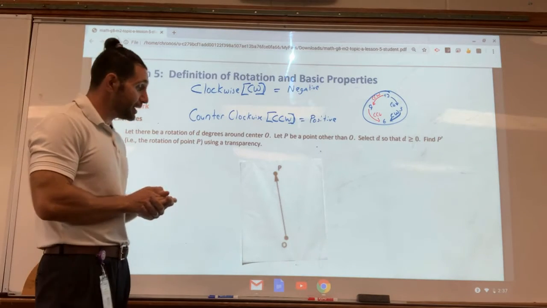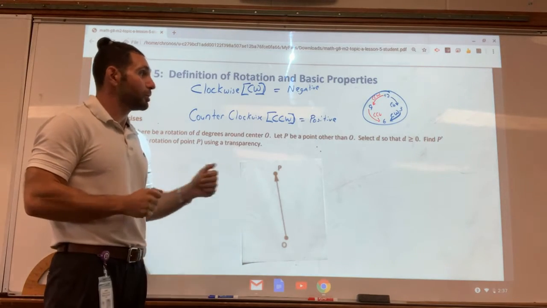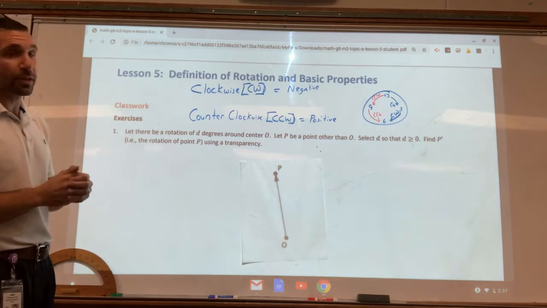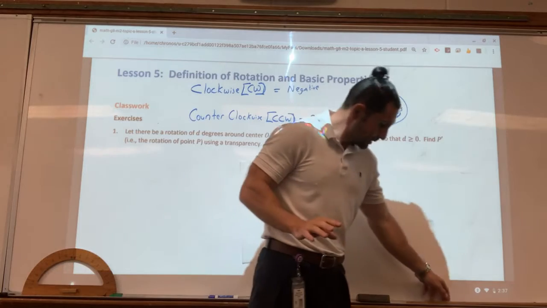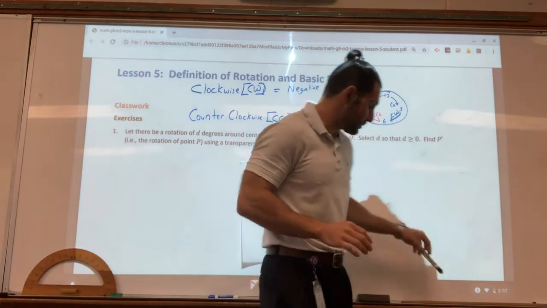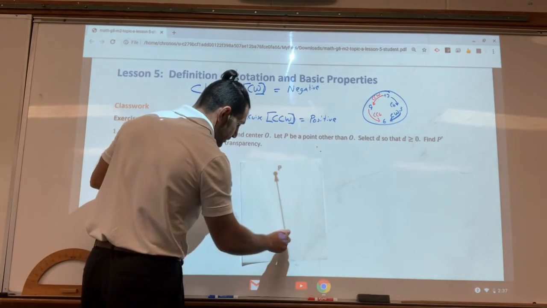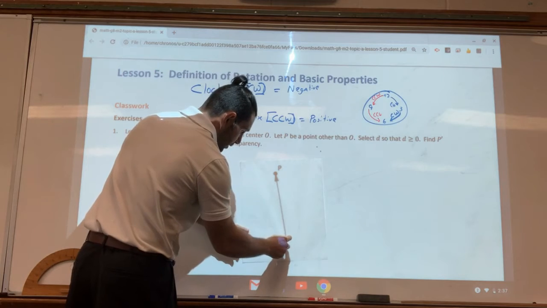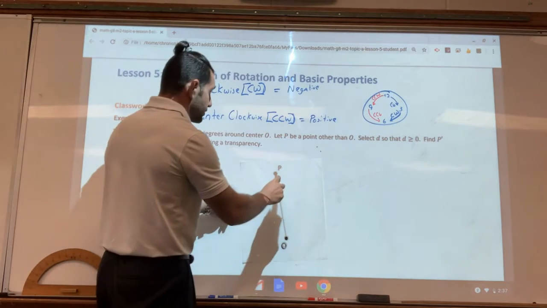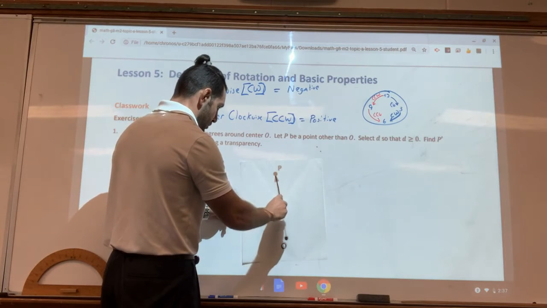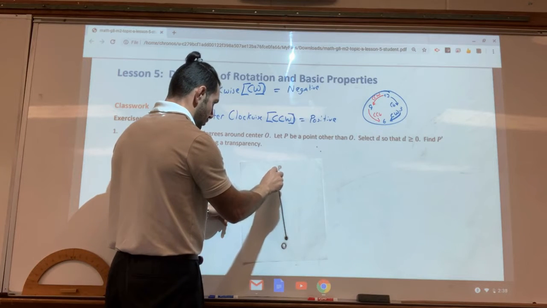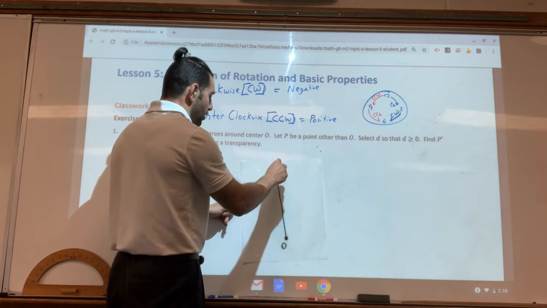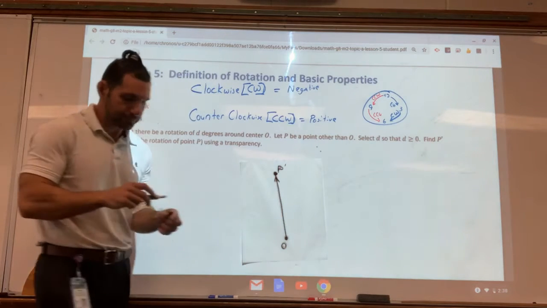Let P be a point other than O. Select D so that D is greater than or equal to 0. Find P prime. So, you're like, Mr. H, that doesn't make any sense. Yeah, I know. We've got our point. This is the center of rotation. That's the axis of rotation. This is P. But we know that when we rotate it, it's going to be P prime.